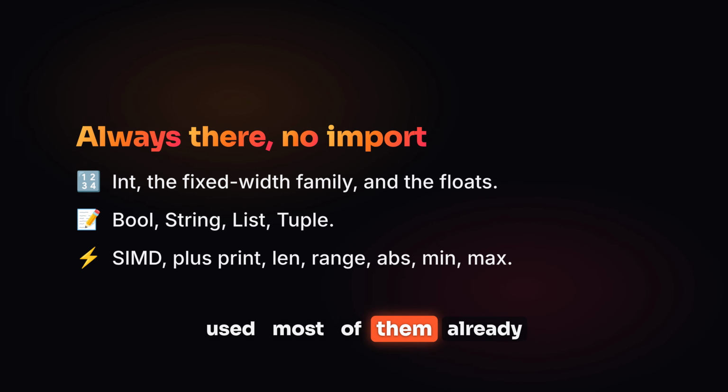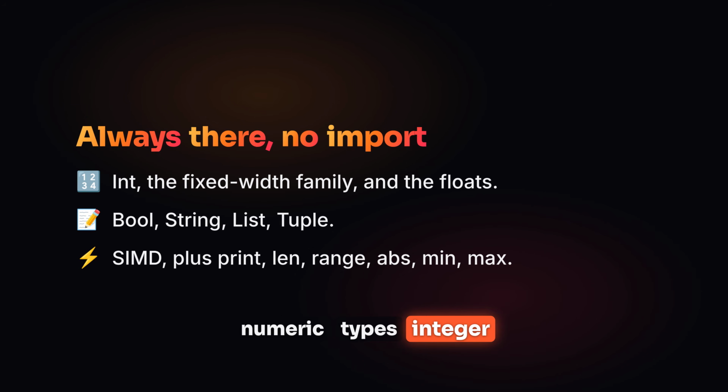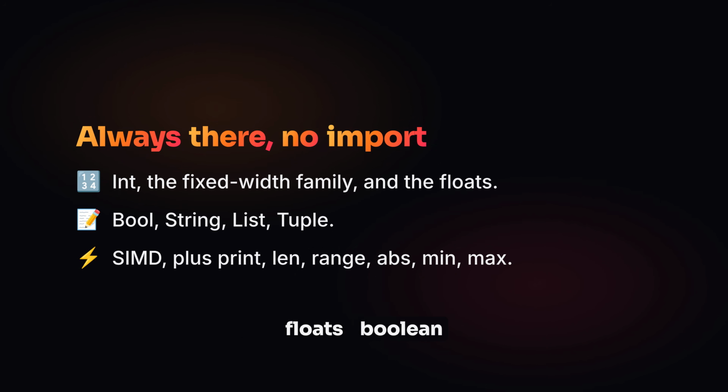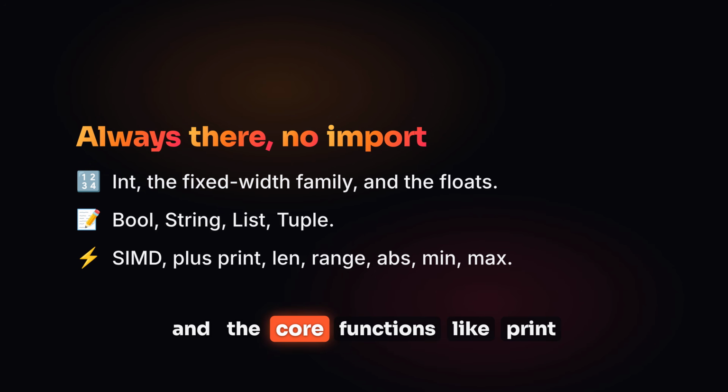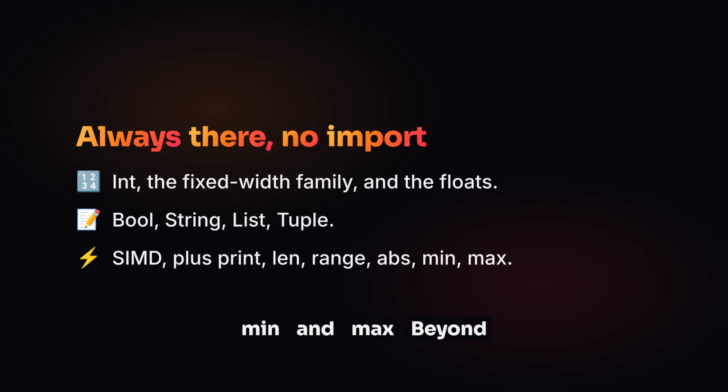The most common things are built in, available in every Mojo program without importing anything. You have used most of them already in previous episodes. The numeric types, integer, the fixed width family, the floats, boolean, string, list and tuple, SIMD, the vector type behind Mojo speed, and the core functions like print, length, range, absolute, min and max.